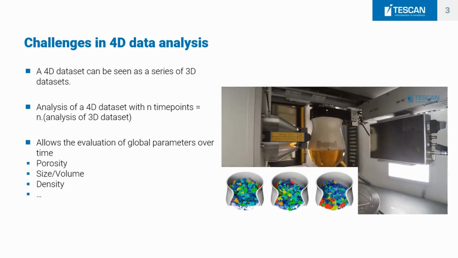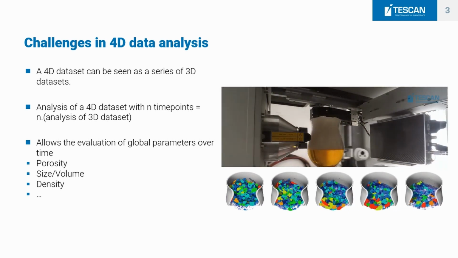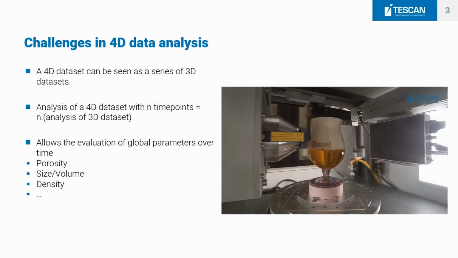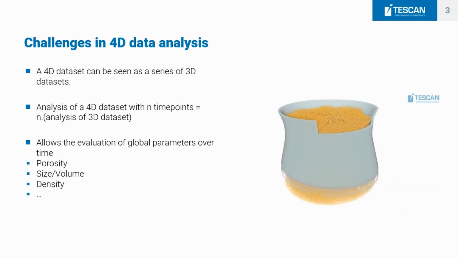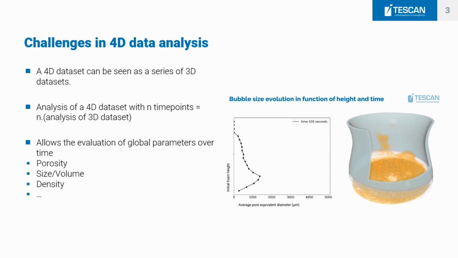In one of our most famous videos, which you can see here, the analysis of a beer foam, this is illustrated. So by scanning a beer foam in a dynamic way, we can follow a parameter such as the porosity of that beer foam over time. So here you can see that by analyzing each individual volume, we can calculate the volume of the porosity and visualize that in a graph over the entire duration of the experiment.